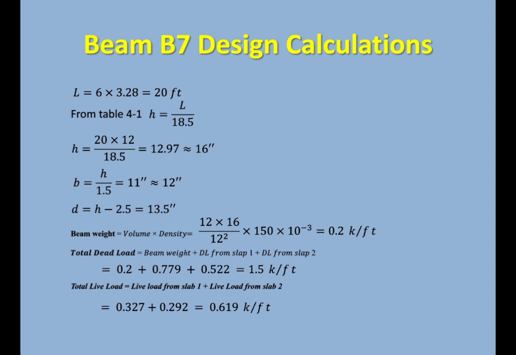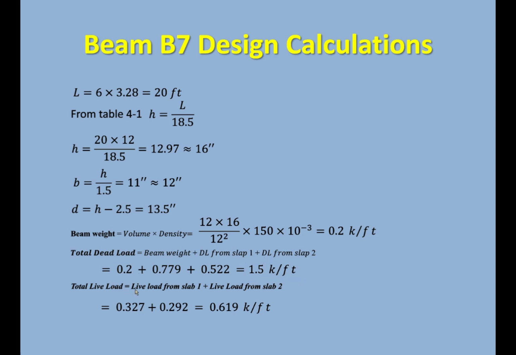Then we calculated the beam weight, which is the volume times the density, and here this is the calculation of the volume. And then we took the density, which is a known constant for concrete, and we multiplied it by 10 to the power of minus 3 in order to get it all in kips per foot. And then for the total dead load, we calculated the beam weight, the dead load from slab 1 and dead load from slab 2, and we got the total dead load to be 1.5 kips per foot.